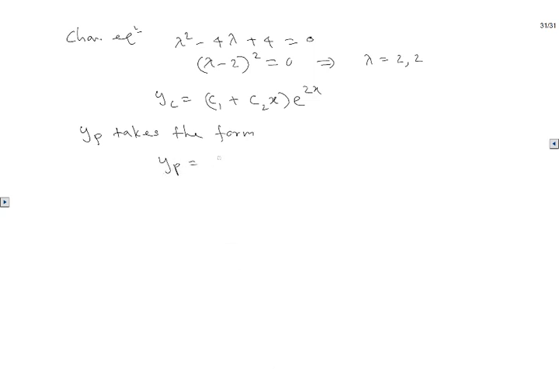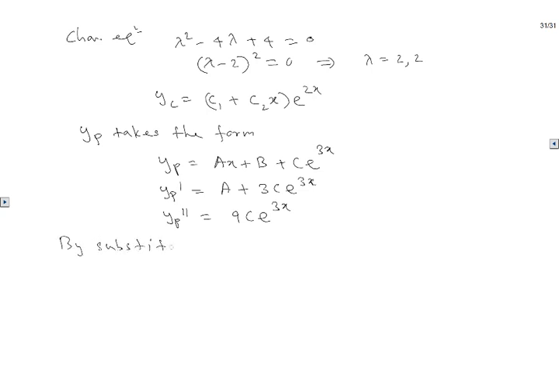So then the yp takes the form yp equal ax plus b plus c e to the 3x. Taking the derivatives, yp prime equal a plus 3c e to the 3x, and yp double prime is 9c e to the 3x. Now we can substitute into the differential equation.